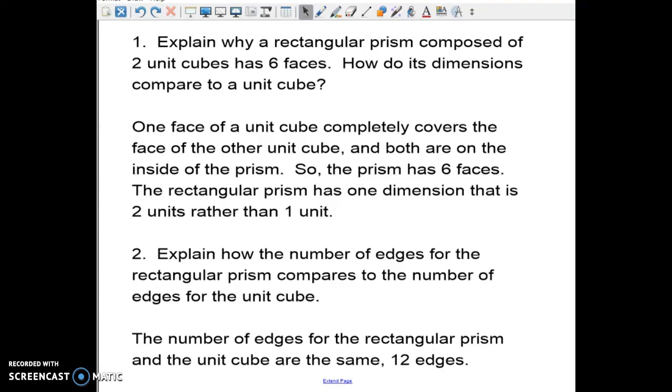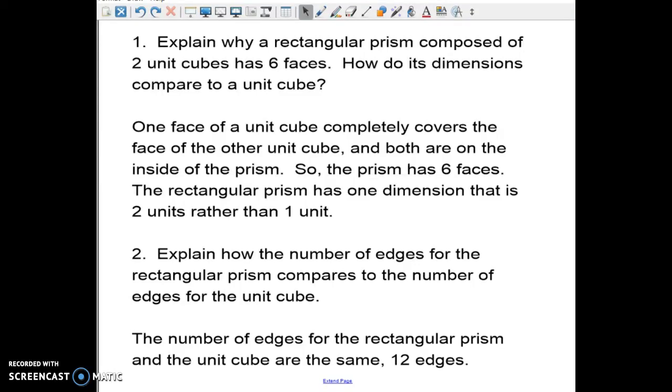And both are on the inside of the prism. So the prism has 6 faces. The rectangular prism has 1 dimension that is 2 units rather than 1 unit. Number 2: explain how the number of edges for the rectangular prism compares to the number of edges for the unit cube. The number of edges for the rectangular prism and the unit cube are the same, 12 edges.